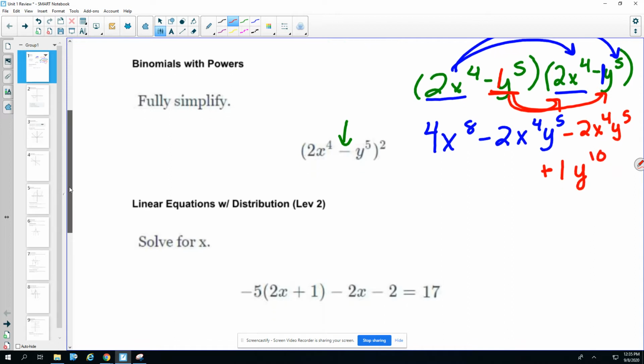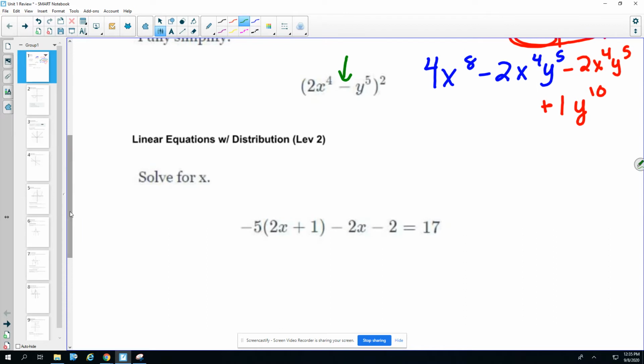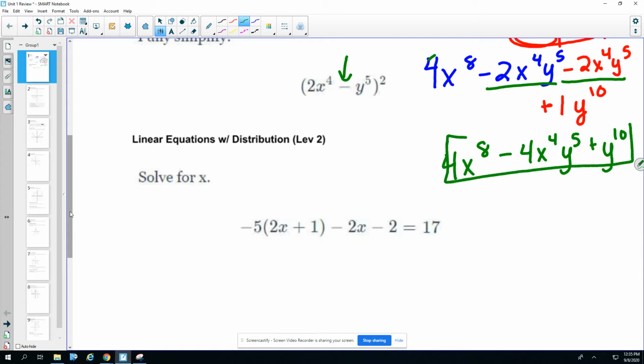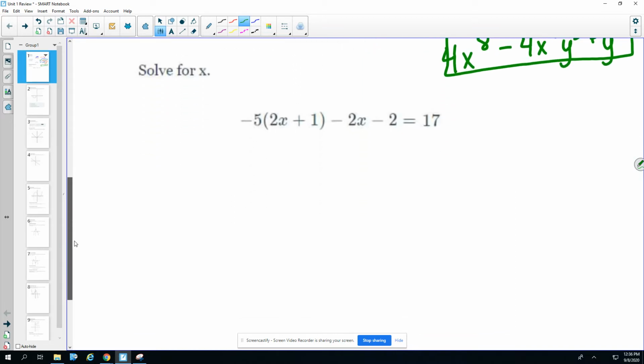So now I need to combine like terms. In this problem, that means I'm adding these two together. So I still have the 4x to the 8th. Negative 2 plus negative 2 is negative 4x to the 4th, y to the 5th, plus 1y to the 10th, or I can just write y to the 10th. The ones you can leave, they're just for help. So that's my final answer. None of those three are like terms because they do not have the same variables or exponents on those variables either.